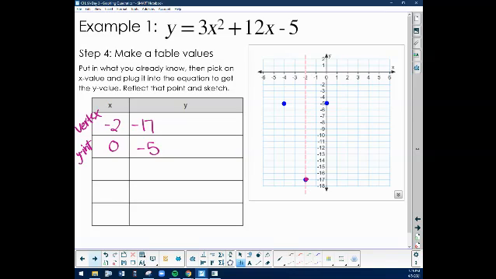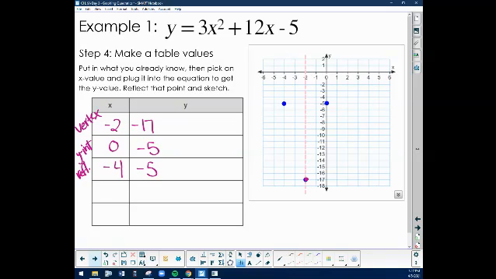Then the other point I got was the reflection of that. I'm just going to abbreviate reflection, R-E-F-L. And that's that other blue dot we have up there, which is negative 4, negative 5. Okay, we need 2 more points now.